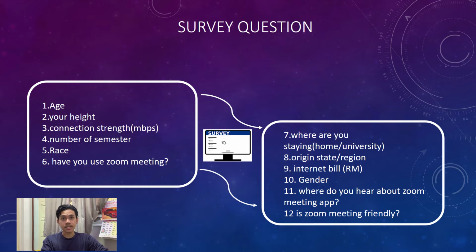This survey has 12 questions, which are age, height, connection, race, have you used Zoom meeting, where, origin, the net bill, gender, and the evaluation about the Zoom meeting itself.